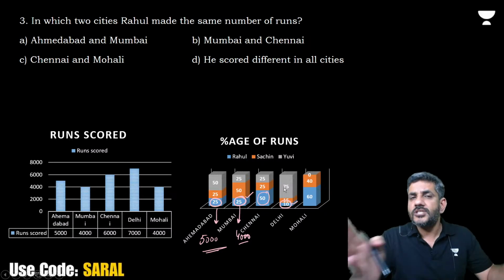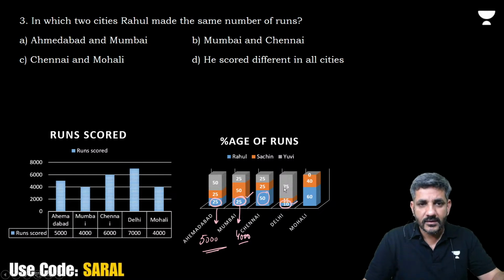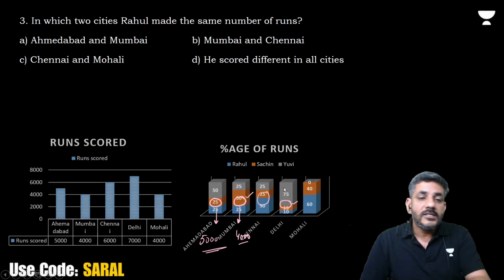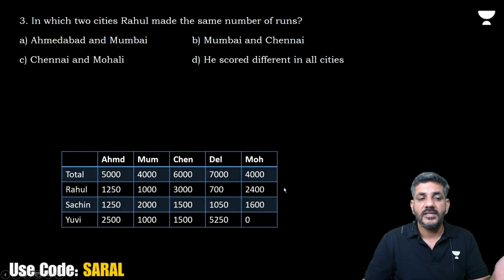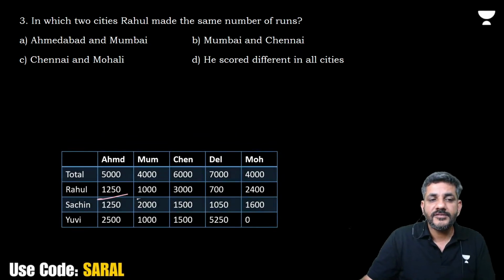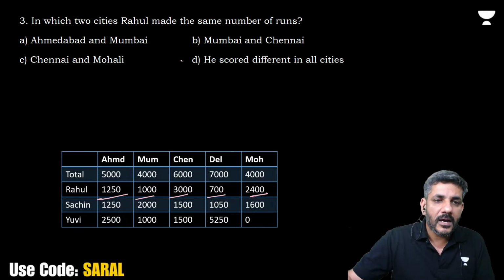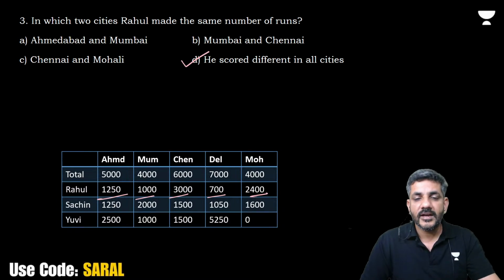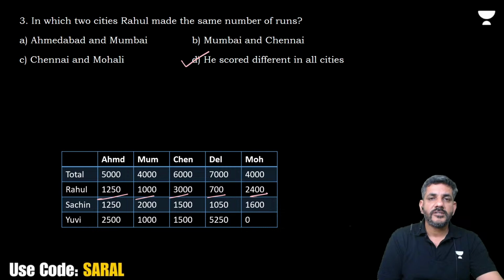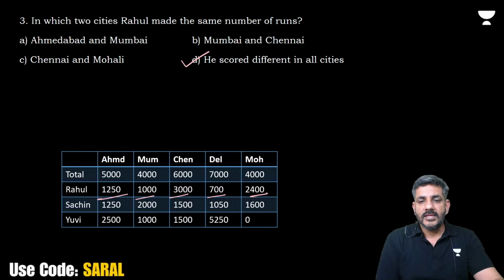The initial work that we have done in the very first question, if those numbers are there with me, I do not have to calculate them again. I just look at the table, it gives me the answer. Rahul has scored 1250, 1000, 3000, 700, 2400. No two are equal. My answer is D. He scored different in all the cities. That's the absolutely right answer given by Shibam, Latasha, and Tushar. Right? That's question number 3, guys.